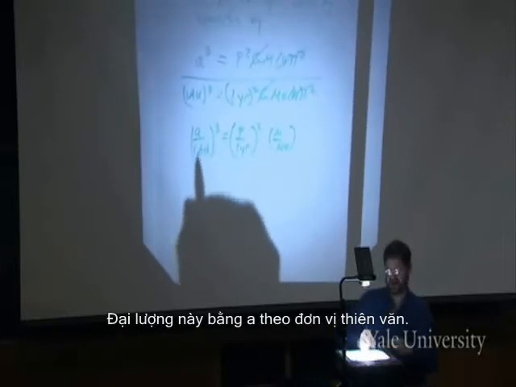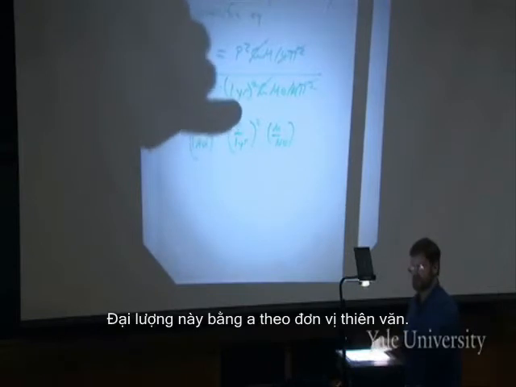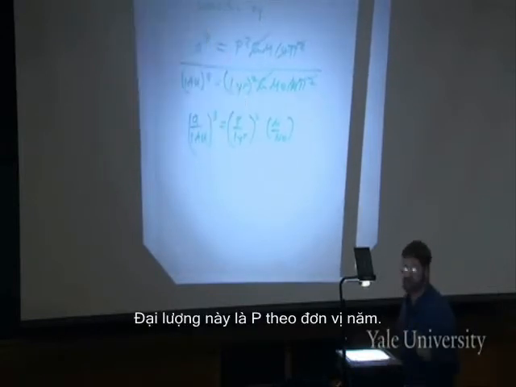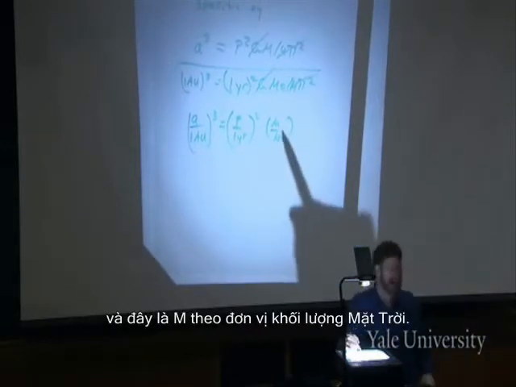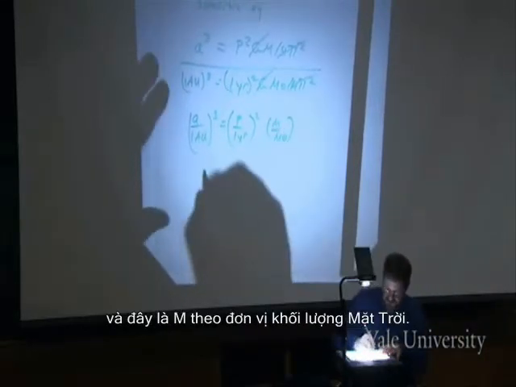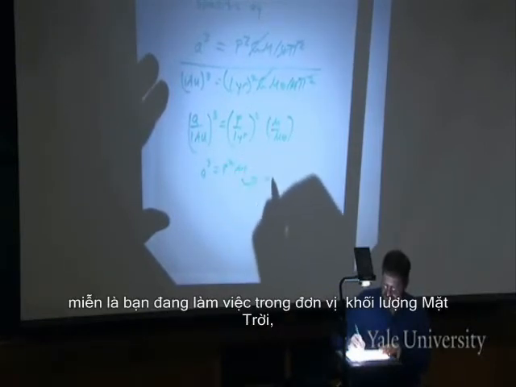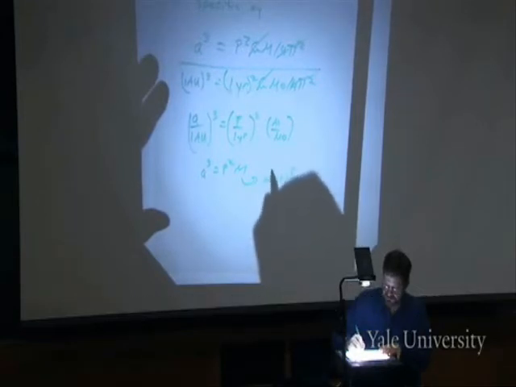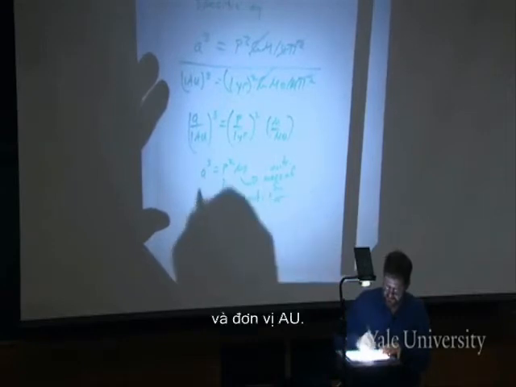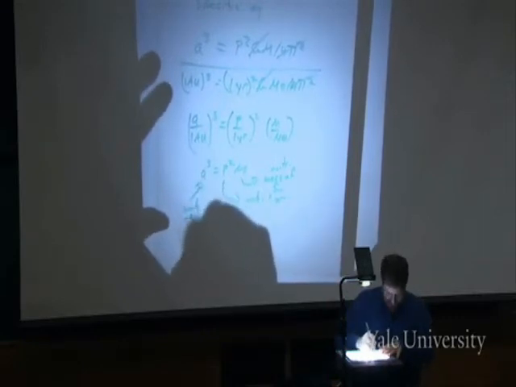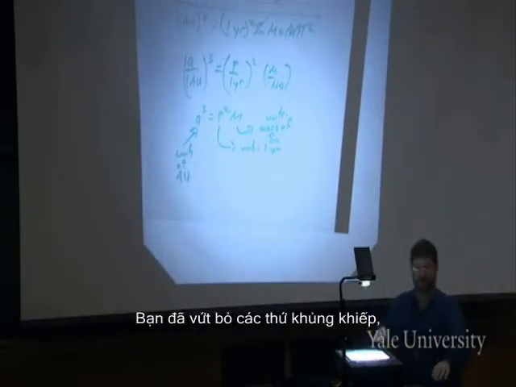This is just saying that this quantity is a in units of an astronomical unit. This quantity is P in units of a year. If this is 2 years, then this number will come out to 2. And this is M in units of the mass of the Sun. So you can say a cubed equals P squared M, providing you're dealing in units of the mass of the Sun, units of 1 year, and units of an AU. So this is now much easier to work with. You've got rid of all kinds of terrible things.